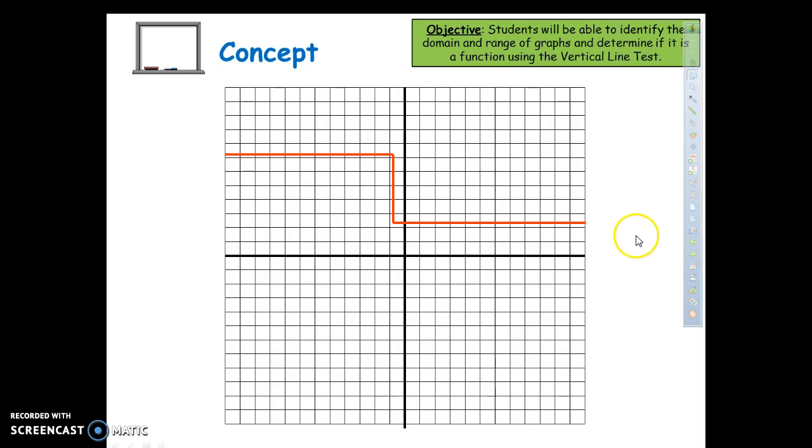Again, I have another graph, and I want you to pause the video, think, is this going to pass the vertical line test? Now we're going to conduct the vertical line test.